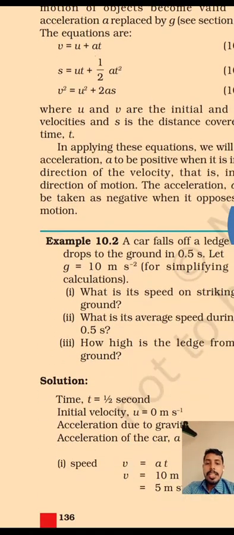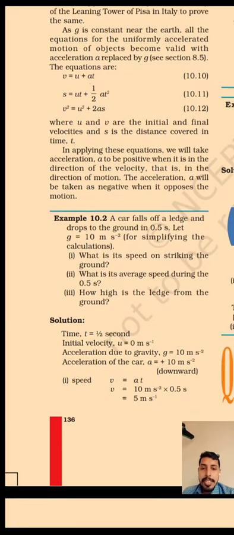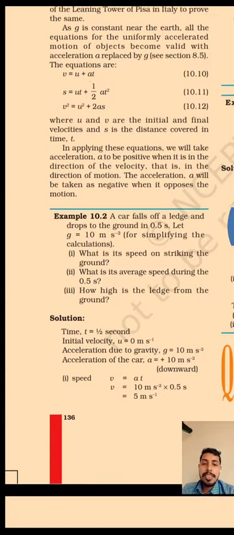Okay, then there is one question based on acceleration due to gravity. Here that question is given. A stone falls off a ledge and drops to the ground in 0.5 seconds. Let g is equal to 10 meter per second square. It is 9.8 meter per second square, but for calculation we will take 10, to simplify the calculation. Making it round, that's it. 10 meter per second square. What would be the speed on striking the ground? What is the average speed during the 0.5 second?